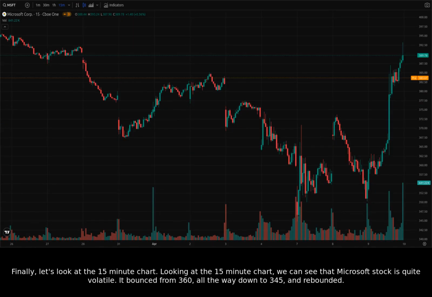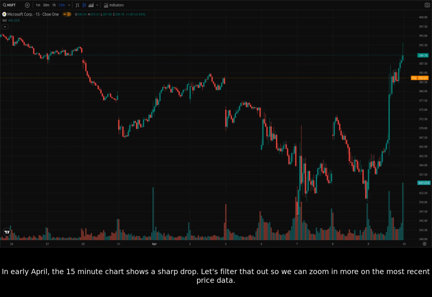Finally, let's look at the 15-minute chart. Looking at the 15-minute chart, we can see that Microsoft stock is quite volatile. It bounced from 360 all the way down to 345 and rebounded. In early April, the 15-minute chart shows a sharp drop. Let's filter that out so we can zoom in more on the most recent price data.